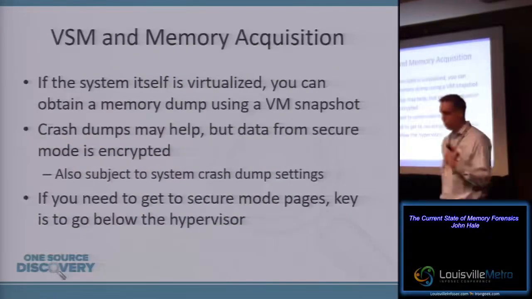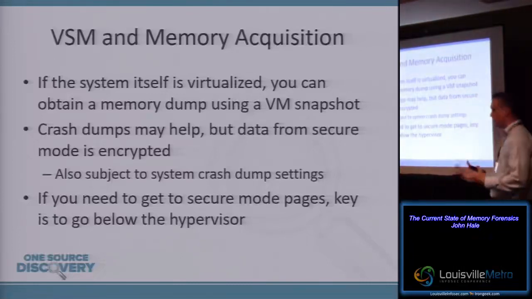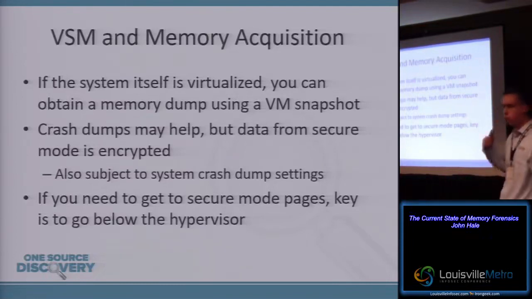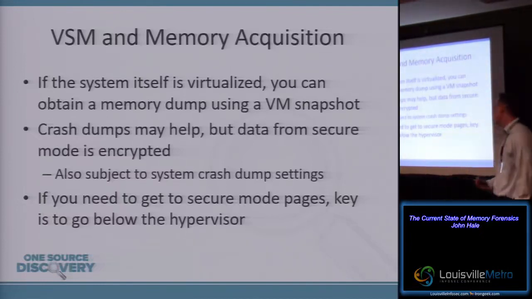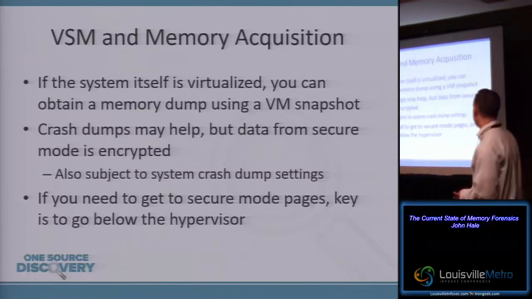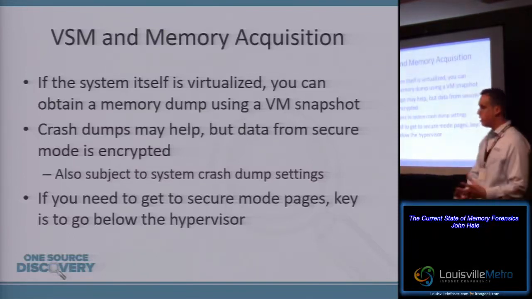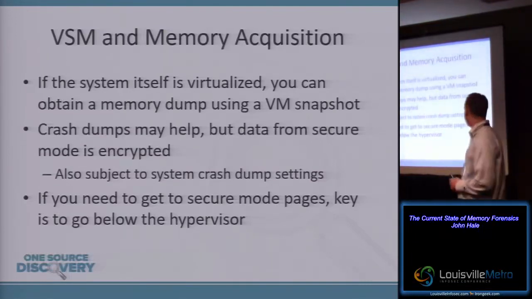So what we can do here, if you encounter a system with VSM where you're trying to figure out the way around this, the short answer is we'll go below the hypervisor or use something else to dump the memory. But if you're on a physical system, that's not as easy. If you're on a virtual system, you can still use things like snapshotting and things that we talked about earlier to dump the memory. But you can't be on a live system at this point currently and expect to be able to dump memory pages from secure mode.